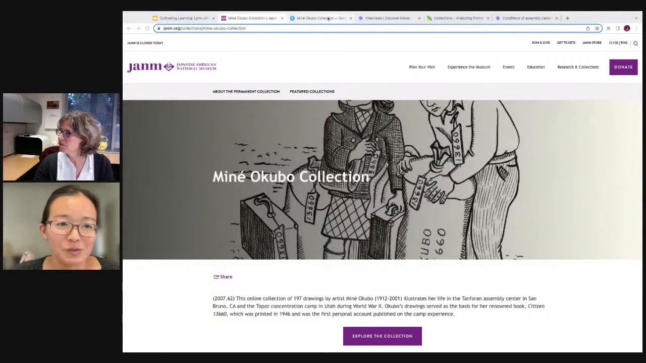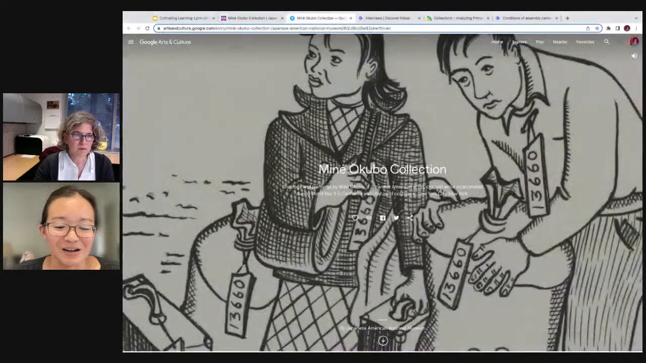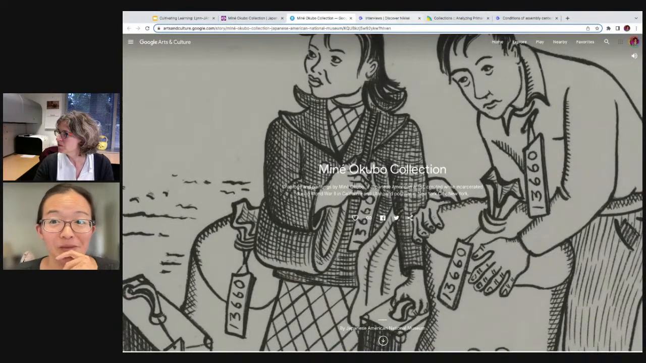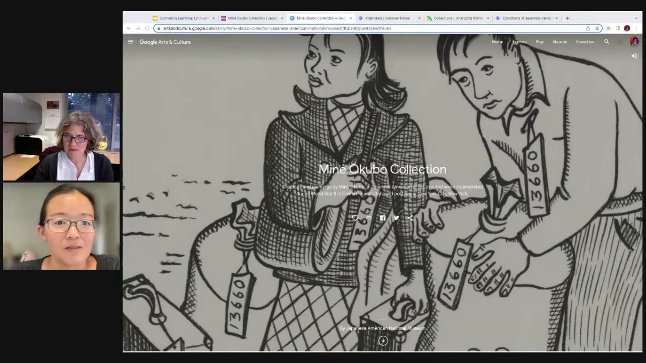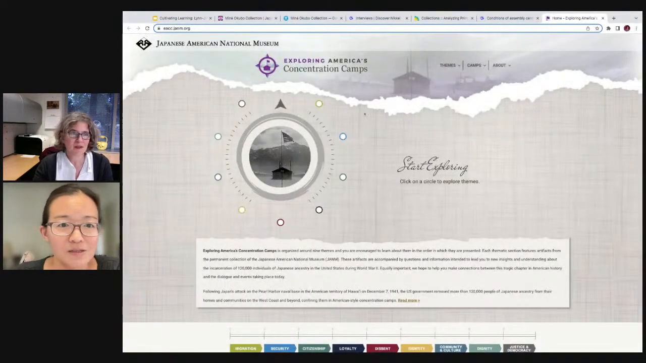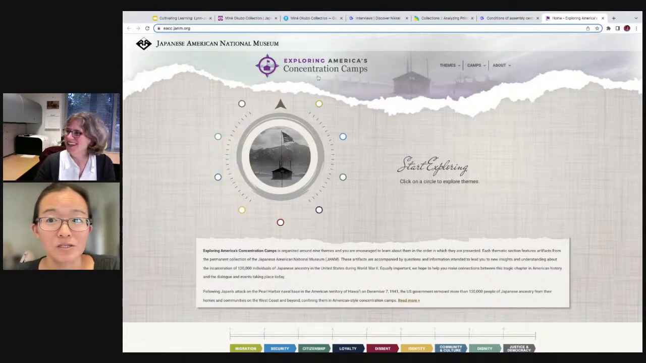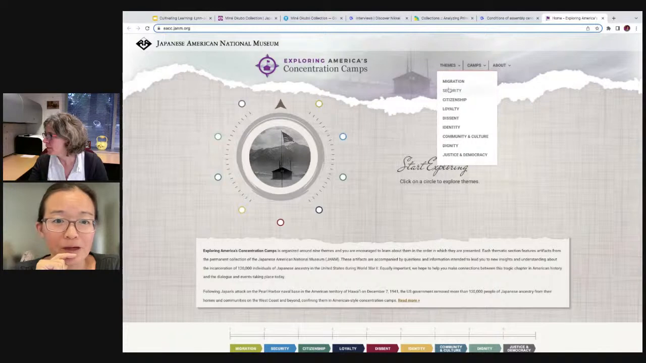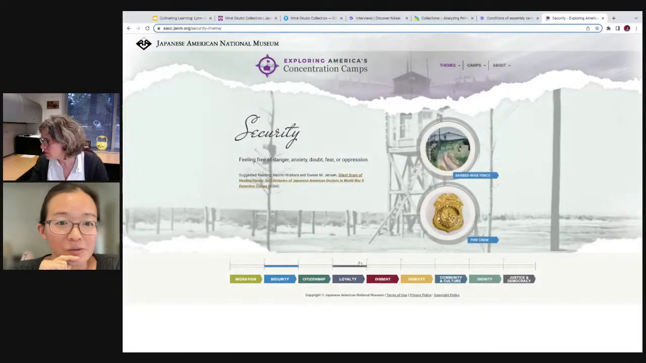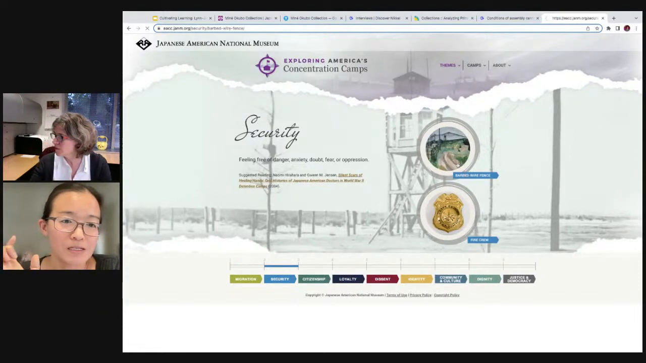Another resource I wanted to draw your attention to is called Exploring America's Concentration Camps. Some of the resources we looked at today are featured here. This is a little different from many resources on the Japanese American experience, in that it is organized thematically or by campsite. It's a microsite on the JANM website. If you go to Themes in the upper right corner, then Security and then Barbed Wire Fence, you can see these little mini stories that use artifacts from our collection, and it's meant for students.